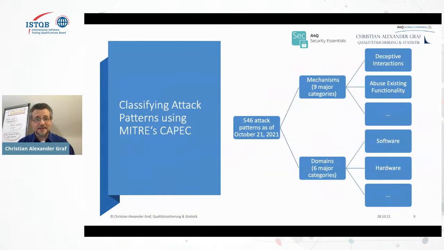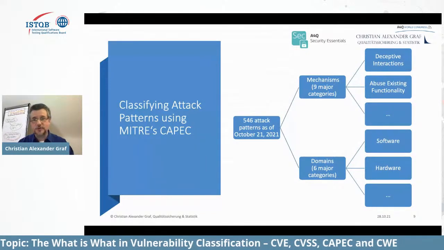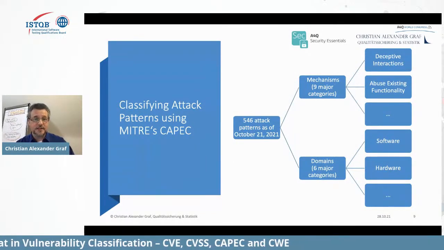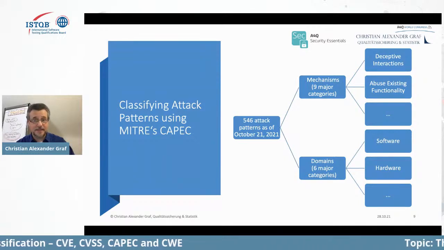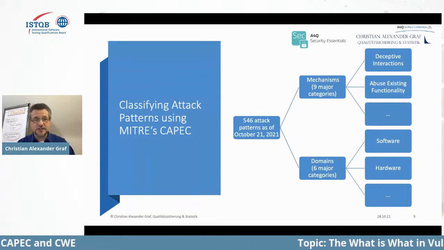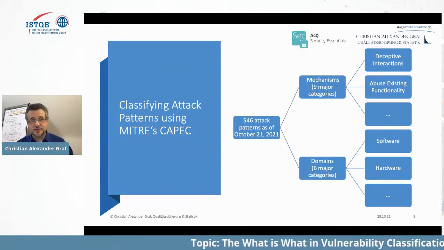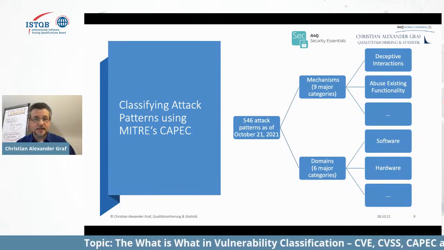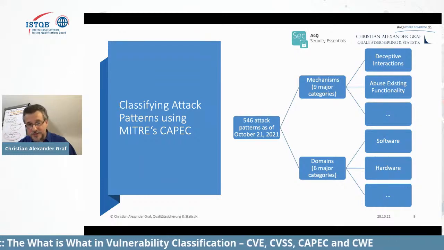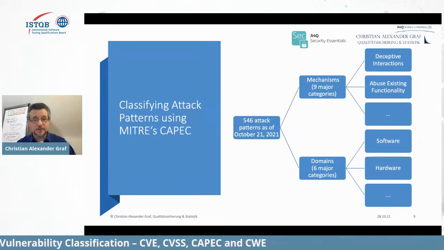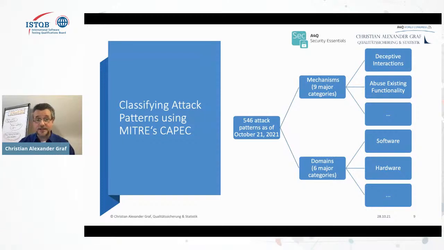Then let's take a look at classifying the attack patterns using CAPEC. Actually, CAPEC is really a comprehensive list of potential attack patterns, because it describes 546 different attack patterns. You can sort them by mechanism of attack, which contains 9 major categories, like, for example, deceptive interactions, abusing existing functionality, abusing existing data structures, and so on. And also by the domain from which or about which the attack is staged, like over the software, over the hardware, or over the supply chain.